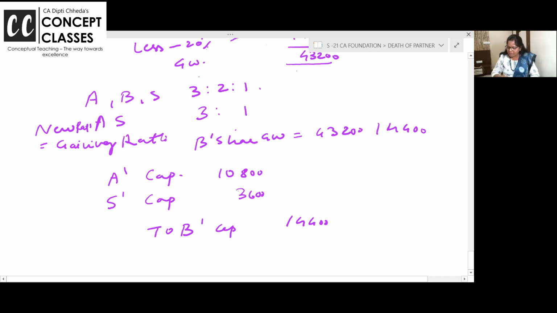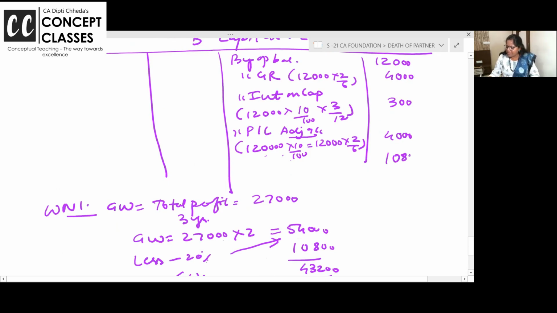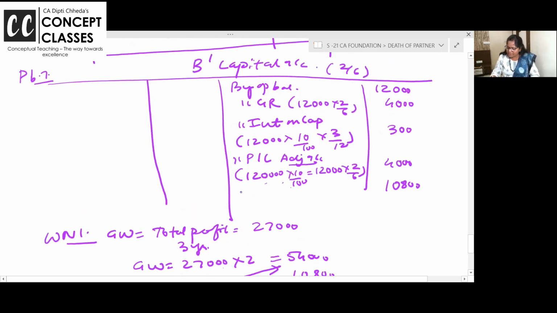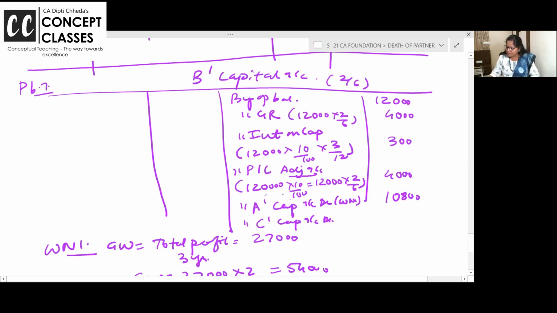Shall we post it? 14,800, 10,800. B is credited and A's capital account debited, working note 1. C's capital account debited. Debit C also. Good, is it clear?